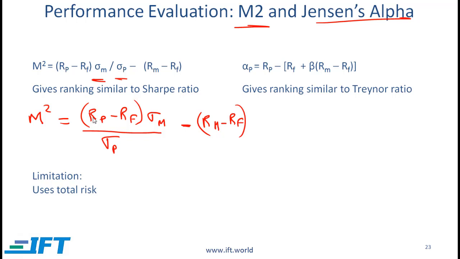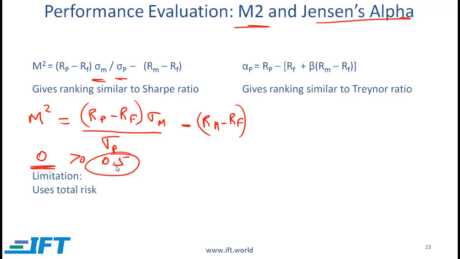If the return is similar to the market, then you have Rm minus Rf minus the same thing, which will give you 0. M squared of 0 means that the manager is not adding any value. The return and risk is the same as the market. In other words, you might as well just invest in the market. If M squared is greater than 0, say M squared is 0.5, then that is a good thing, because with M squared greater than 0, the manager is actually adding value.